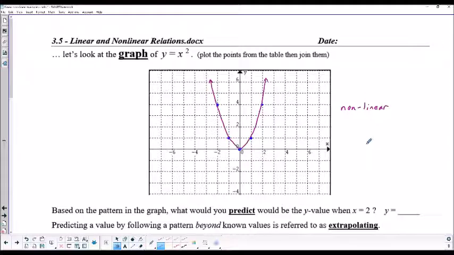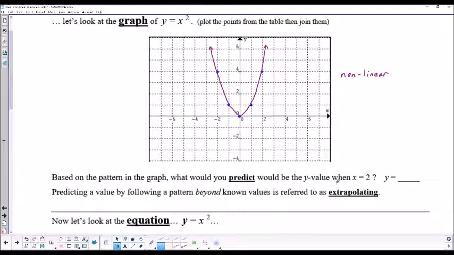because we know it's not a line. And here's the prediction, x equals 2. Well, I already added that into the other page on the table of values. So when x equals 2, y equals 4.